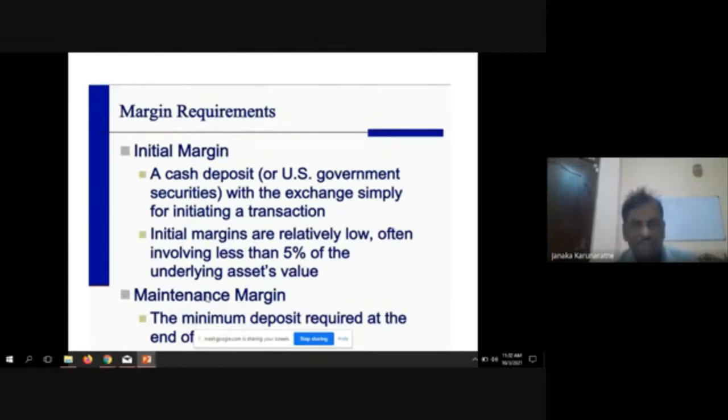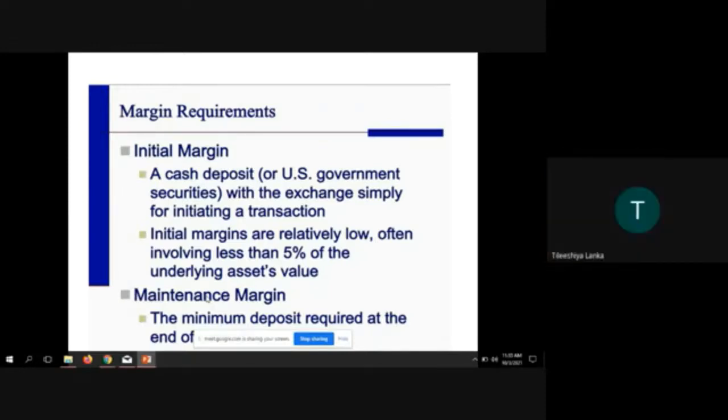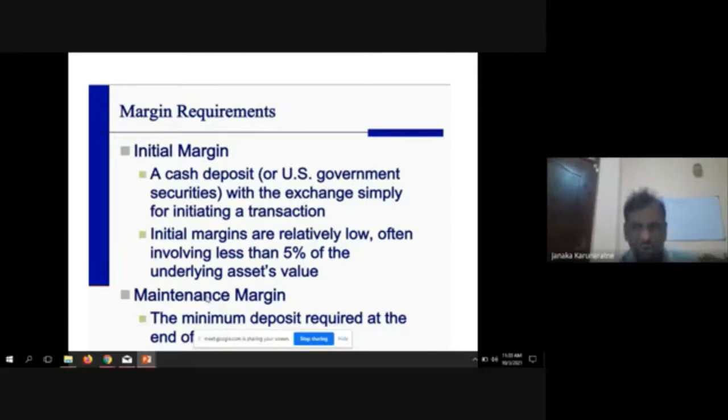Then if you look at the futures market, you have to have an initial margin, a cash deposit with the exchange simply for initiating a transaction. Initial margins are relatively low, often less than 5% of the underlying. This is common in any futures market. You start with the initial margin, and it is not a big amount, but it protects to a certain extent as the value of the futures contract goes up and down.